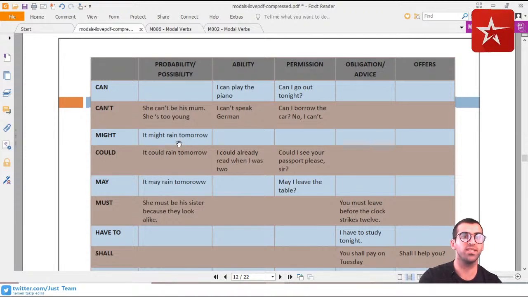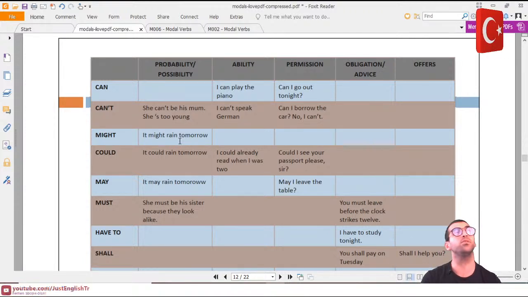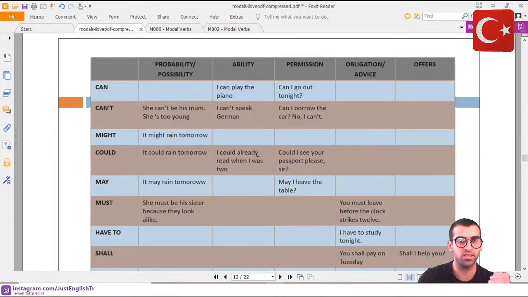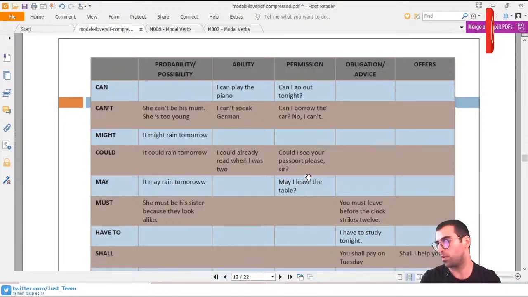Might, probability: it might rain tomorrow. Yes, if you see black clouds in the sky or outside, it means it might rain. It's a probability, maybe. We don't know. Could, probability: it could rain tomorrow, also we can use. I could already read when I was 2. Yes, this is the ability in the past. Could I see your passport, please, sir? As I told you, it is formal sentences.